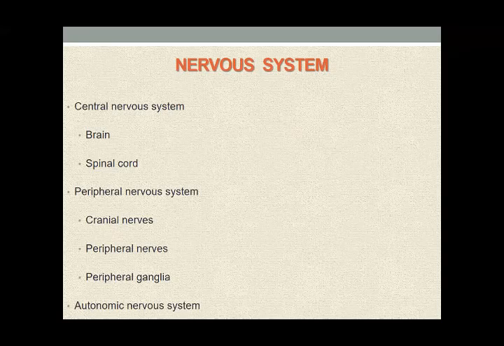The parts of the nervous system you already know. You have a central nervous system, you have a peripheral nervous system, and you have an autonomic nervous system. Central nervous system comprises of brain and spinal cord. Peripheral nervous system consists of cranial nerves, peripheral nerves, and peripheral ganglia. Autonomic nervous system consists of sympathetic and parasympathetic nervous system.